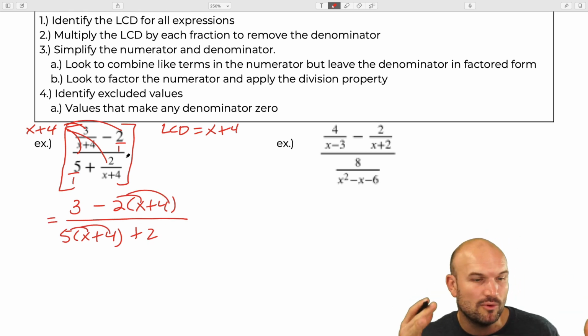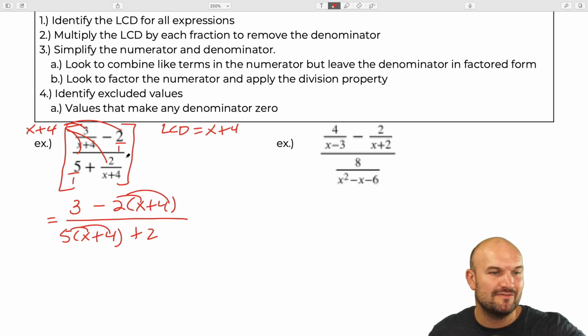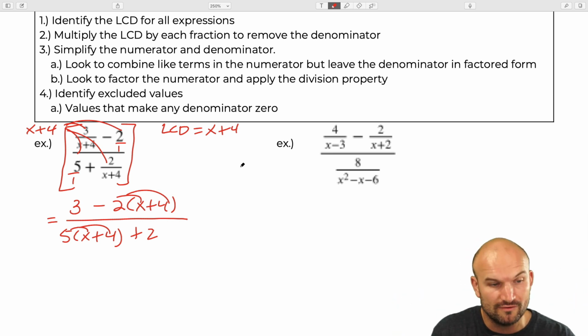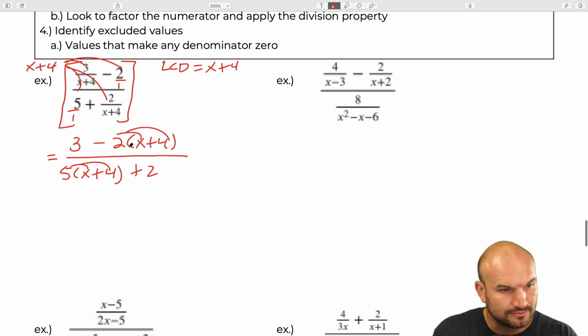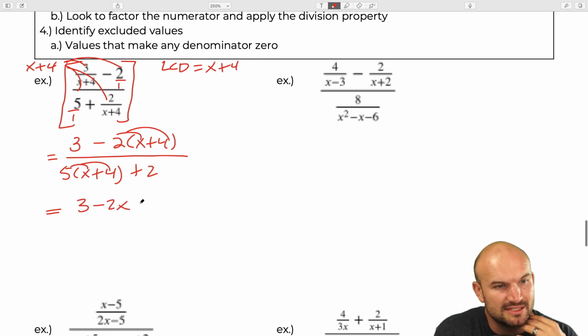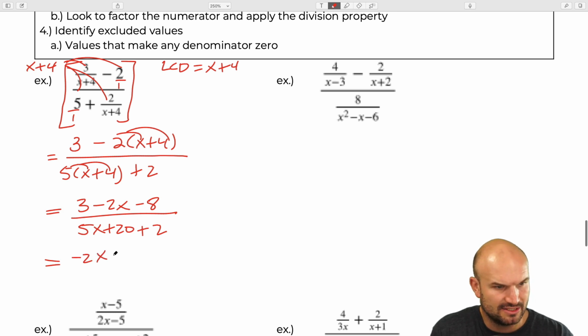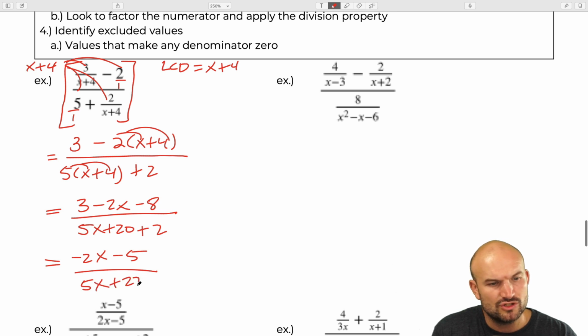But again, the main important thing I want you to see is we went from having 3 fractions in the numerator, fractions in the denominator, and then a whole fraction to now just having one fraction. So just go ahead and apply a little distributive property here. So I have 3 minus 2x minus 8 over 5x plus 20 plus 2. And then combine my like terms here. I have a negative 2x. 3 minus 8 is going to be negative 5. Divided by 5x plus 22.